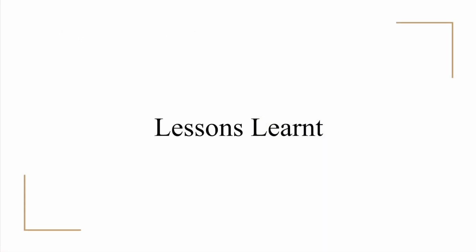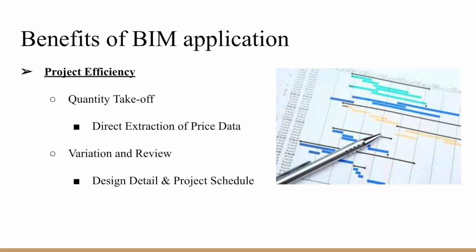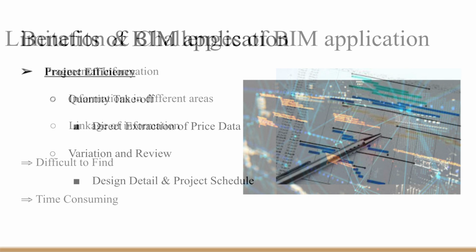From this case, several impacts of BIM are shown. First, project accuracy is improved by continuously updating coordination, geo-information, cost, and schedule throughout the entire project. Efficiency was also improved in stages. Quantity takeoff, project variation, and reviewing work were sped up by fast tracking of data sharing between parties.